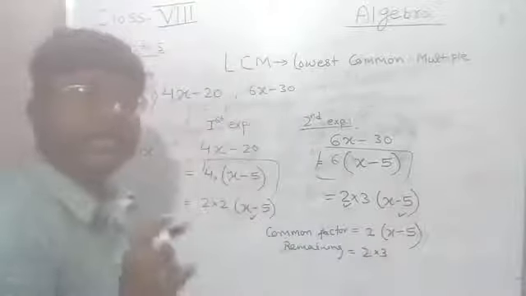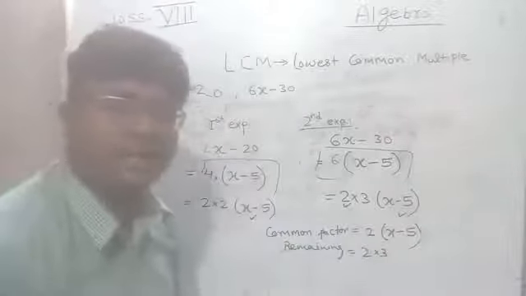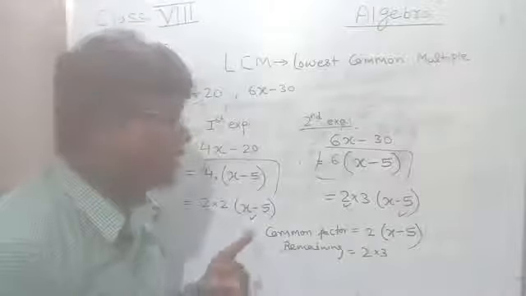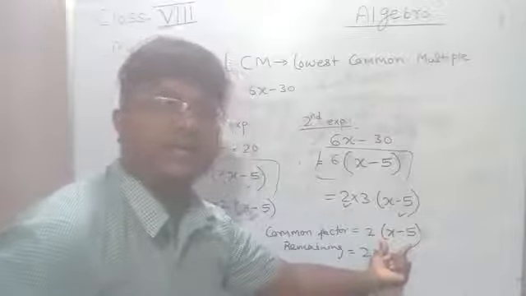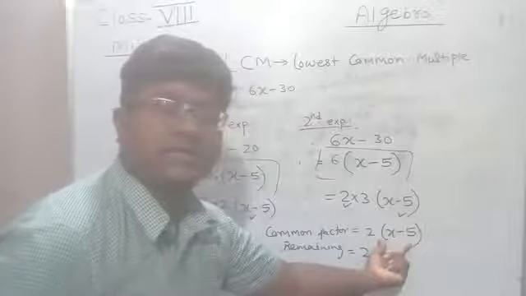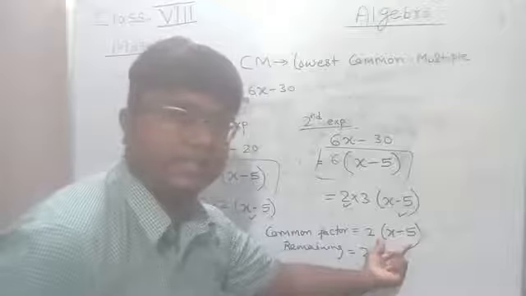Okay, so if we talk about HCF, highest common factor, that is 2 into x minus 5. This is only the HCF. Okay, 2 into x minus 5. This is the HCF.